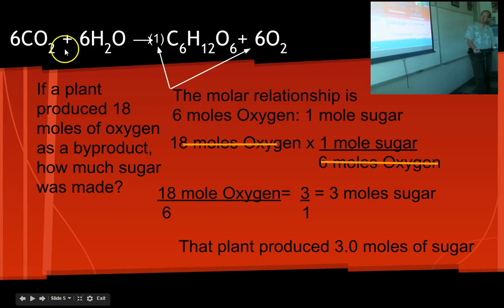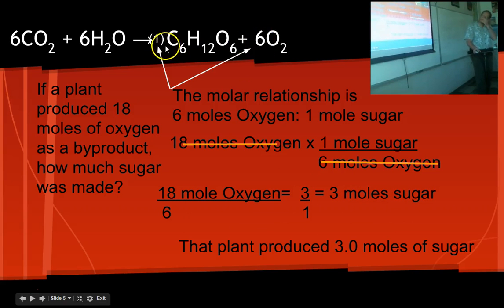So the numbers as the coefficients here are ratios. 6 amounts of this to 1 amount of this. It's a relationship of ratios. So using the ratio, if I'm given a quantity of one of these things, I can use the ratio to determine the quantity of the other. So if the relationship is 6 to 1, because there's 6 moles of oxygen to 1 mole of sugar, and I have made 18 moles of oxygen as a byproduct, then I can use my bridge notation to convert moles of oxygen to moles of sugar. 18 times 1 is 18. 1 is underneath here, the assumed number underneath. 1 times 6 is 6. Divide, and I made 3 moles of sugar.